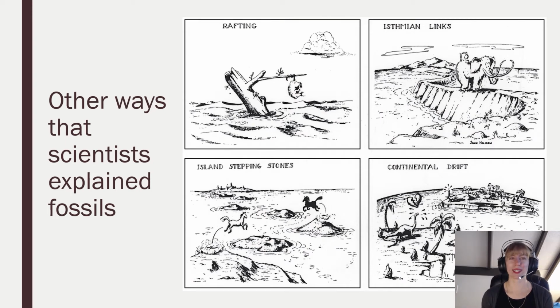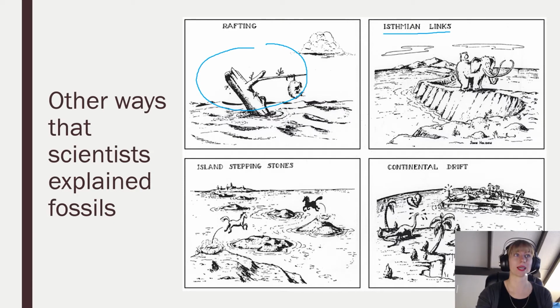So scientists try to explain fossils in different ways, including rafting, that they had clung to something and managed to raft across the ocean, Isthmian links, which we do know existed. We also know them as land bridges. And we know that there was an Isthmian link between Alaska and Russia at one point. So that's how we surmise that the early peoples of North America and South America came to the Americas in the first place.